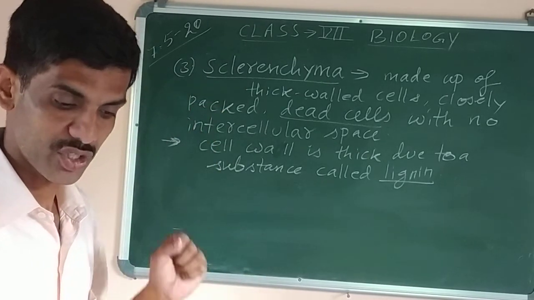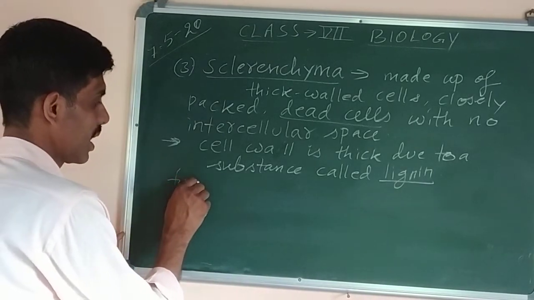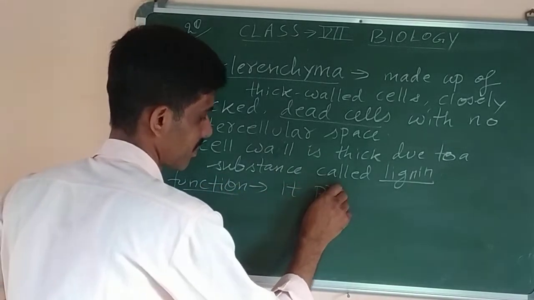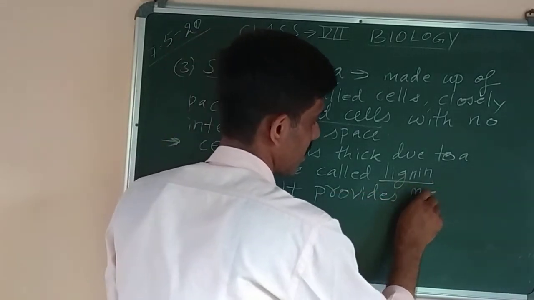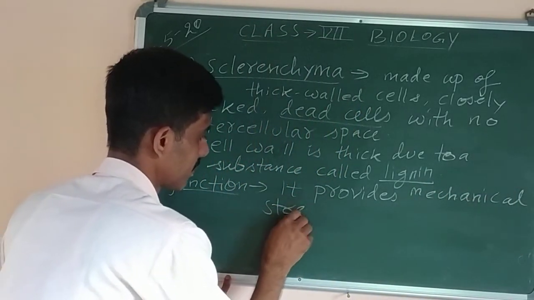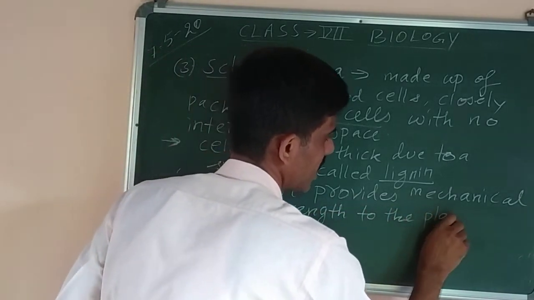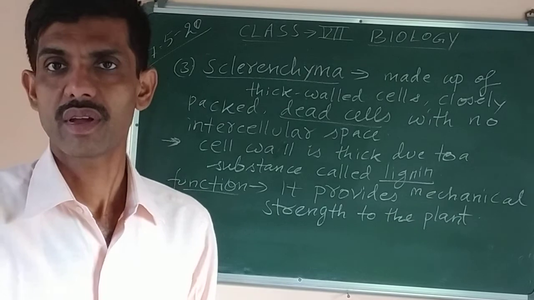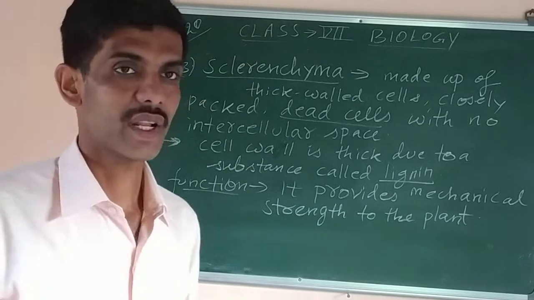It provides mechanical strength to the plant. So next we have to write what is the function, and then types also we have to do. Function: it provides mechanical strength to the plant. Mechanical strength means it provides support to the plant so that the plant can withstand different types of conditions. Next we have to study how many types of sclerenchyma are there.